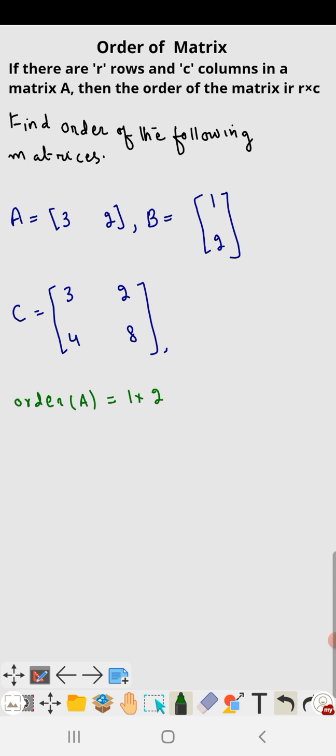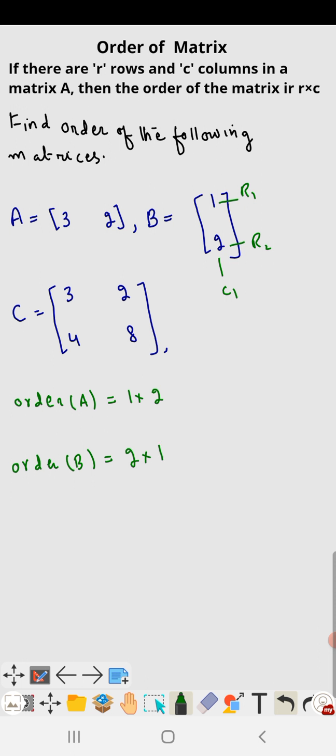Now consider matrix B. There are two rows in matrix B and one column in matrix B. This is R1 and this is R2 and this is C1. So order of matrix B is 2 by 1.